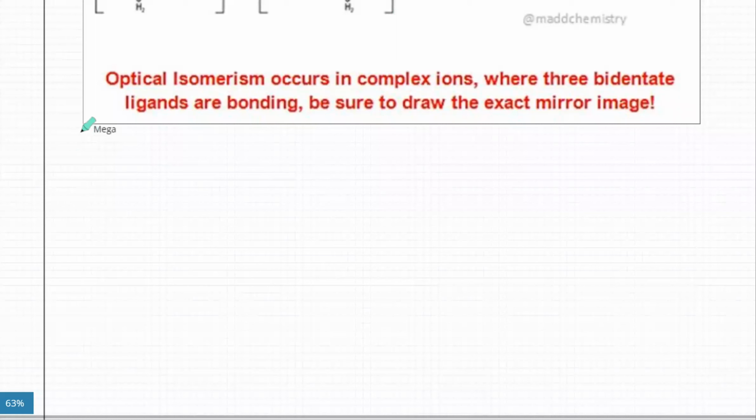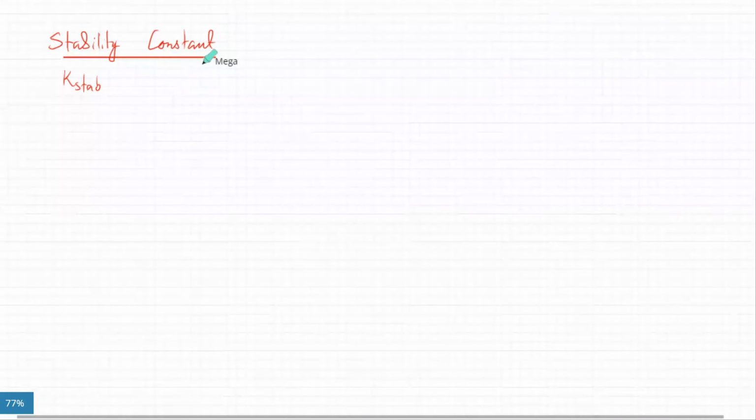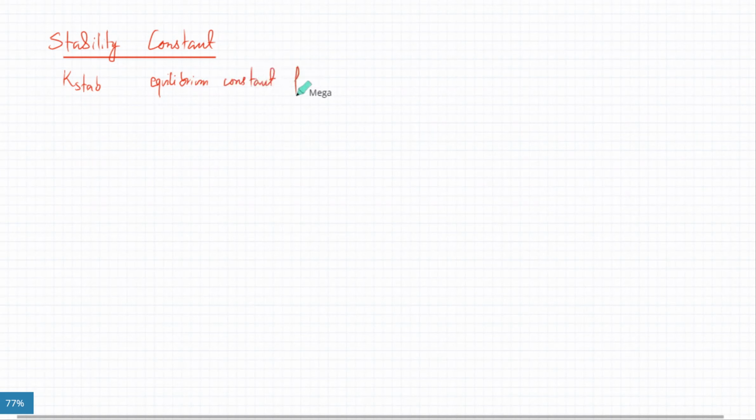Our stability constant. Now this specific constant, known as K with stab at the end, was simply an equilibrium constant for a ligand exchange reaction. Now, the thing with this is that we've already studied equations for ligand exchange.